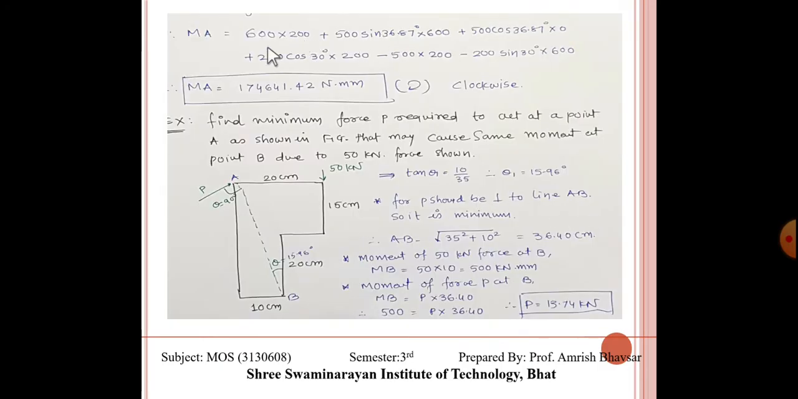So what is happening? 600 into 200 plus 500 sin 30 into 600 plus 500 cos 36.87 multiplied with 0, which is 0.